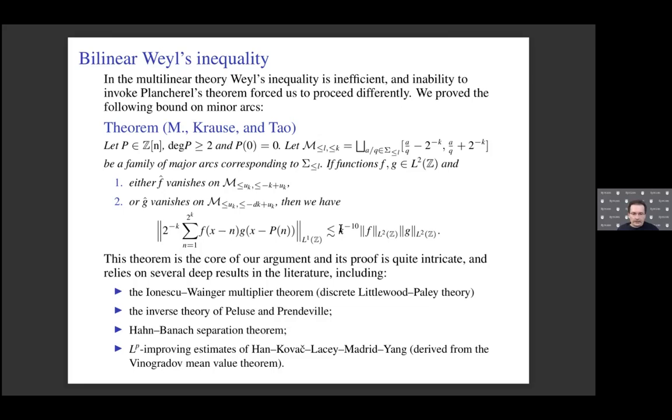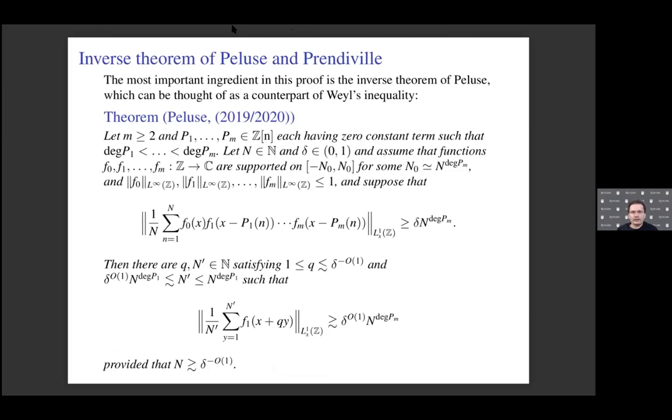And we also had to use the Hahn-Banach separation theorem to provide some structural description of these bilinear averaging operators whenever f and g are restricted to the minor arcs. And we also had to appeal to the L^p improving estimates of Han, Kovač, Lacey, Madrid, and Yang, which can be derived from the Vinogradov mean value theorem. And now let me formulate the theorem of Peluse.